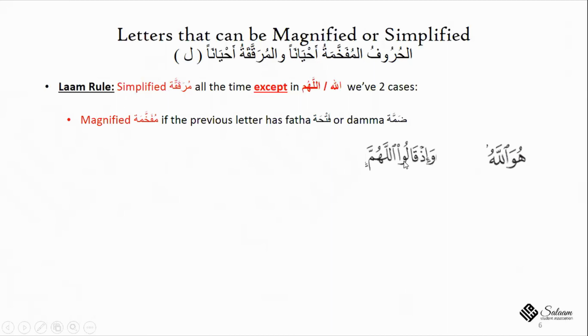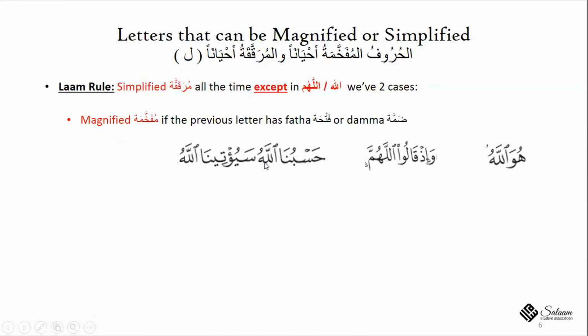Here, وإذ قالوا اللهم. Why? Because before Allah is wow, ضمة. People sometimes say it simplified. Very bad, not good. The lam here is مفخمة. Why? Because before اللهم we have ضمة.